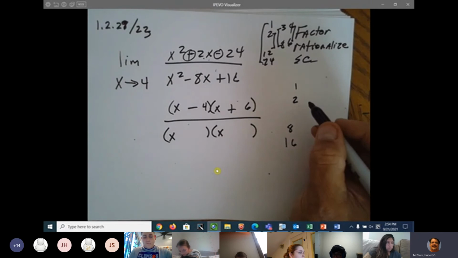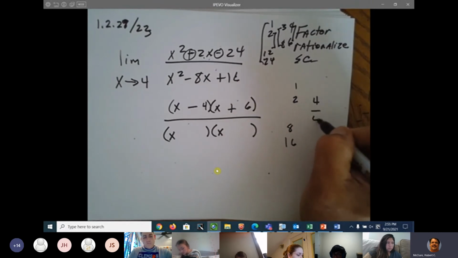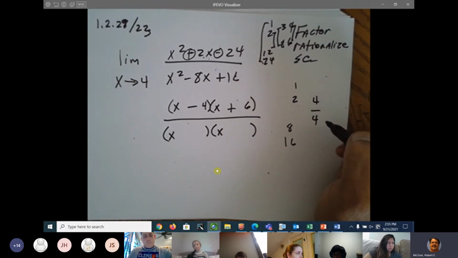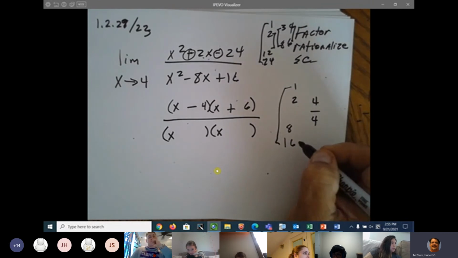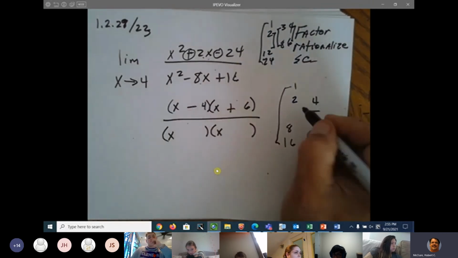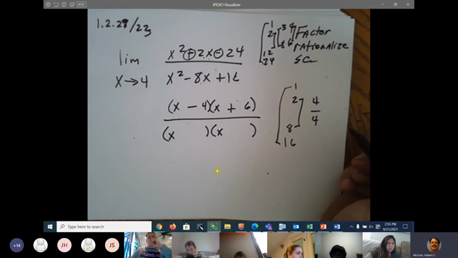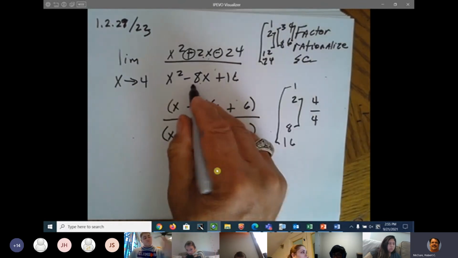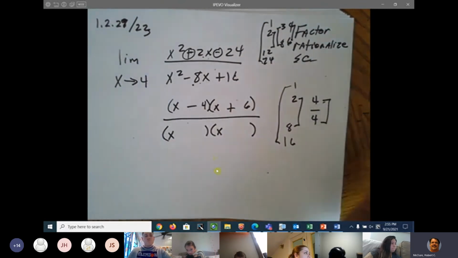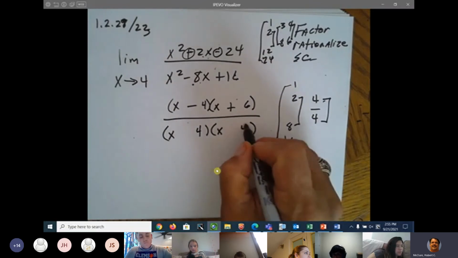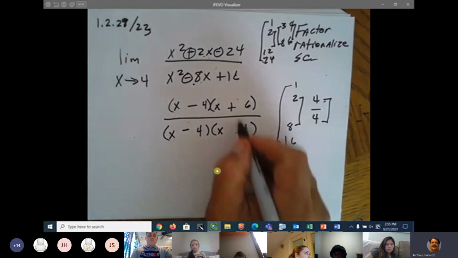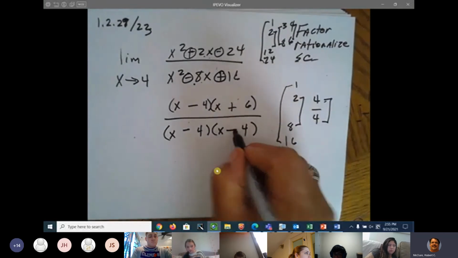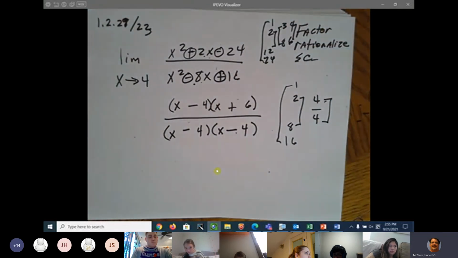3 won't go into 16. 4 will go into 16. 1 and 16 will give me a 17 or a 15. We need an 8. 2 and 8 will give us a 6 or a 10. We need an 8. 4 and 4, so put a 4 there, 4 there. This means the biggest number has to be 4. This means like signs. So the x minus 4s cancel.